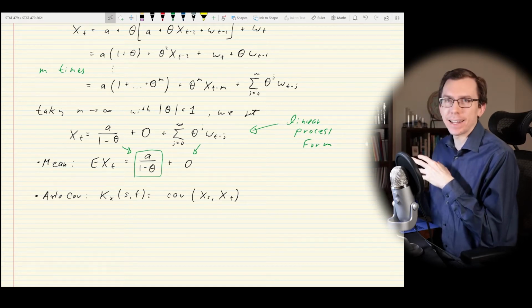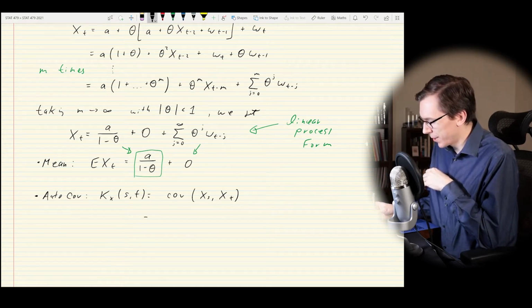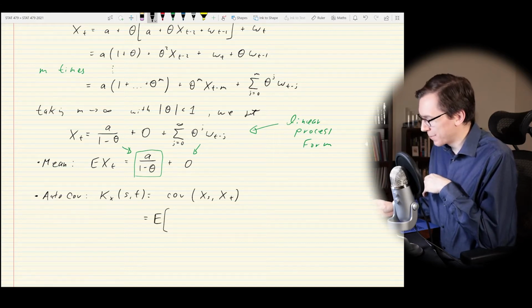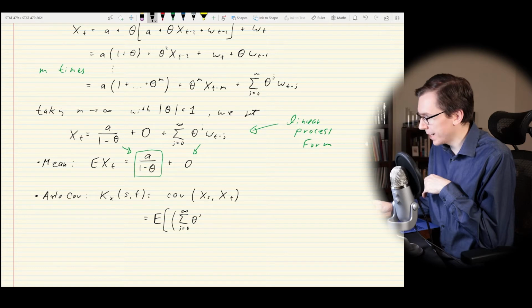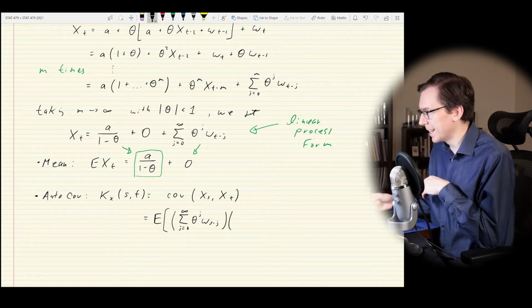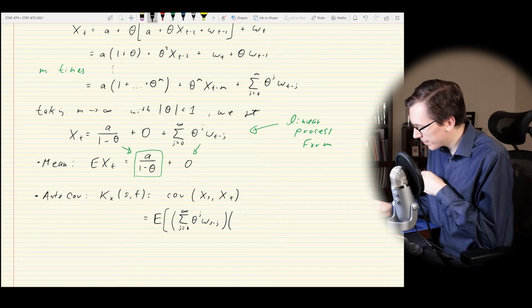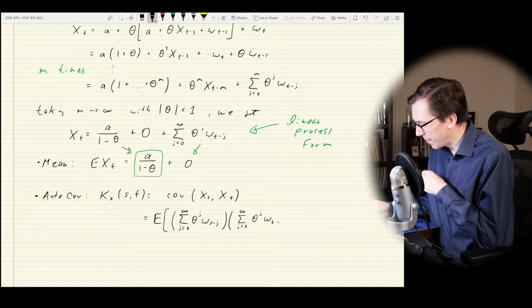So first of all, we have to subtract the mean when we do the covariance, which we just computed in the last step. And what we're left with is just the product of two infinite sums, j from 0 to infinity of theta to the j Ws minus j, and the exact same thing except at time t, the sum j from 0 to infinity of theta to the j Wt minus j.